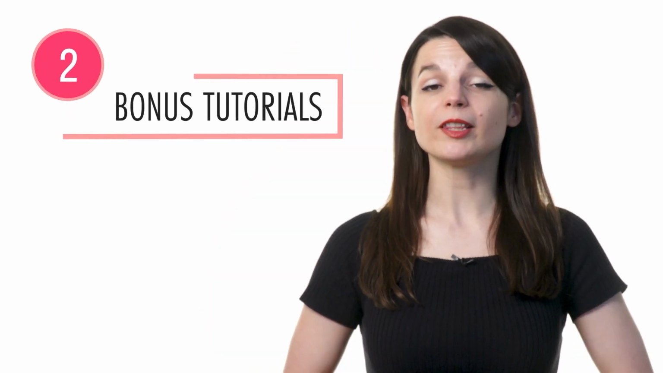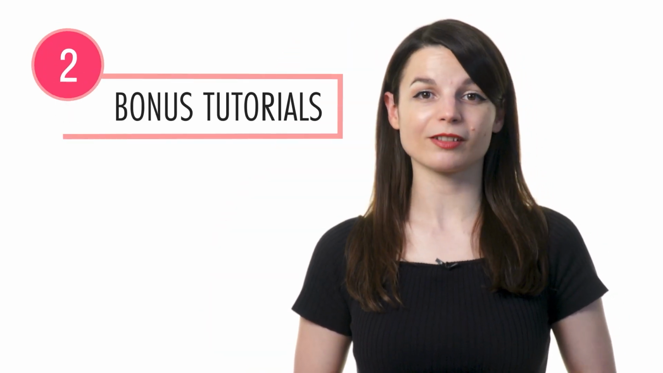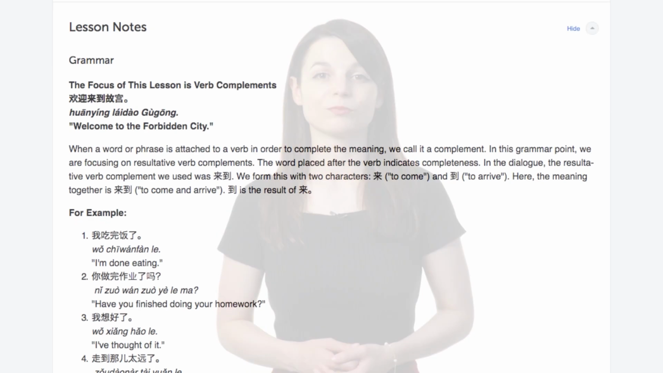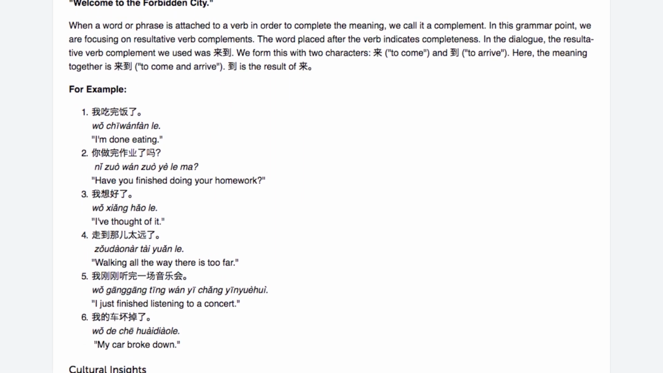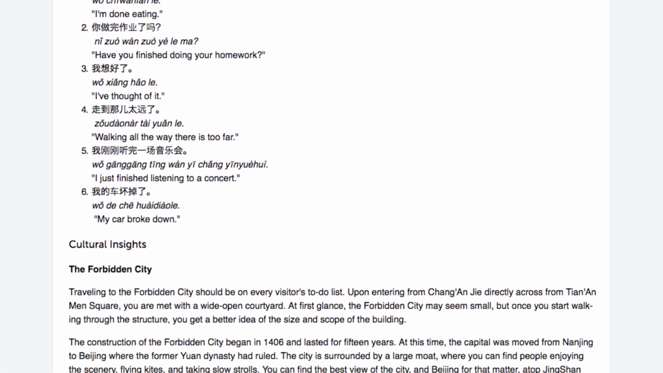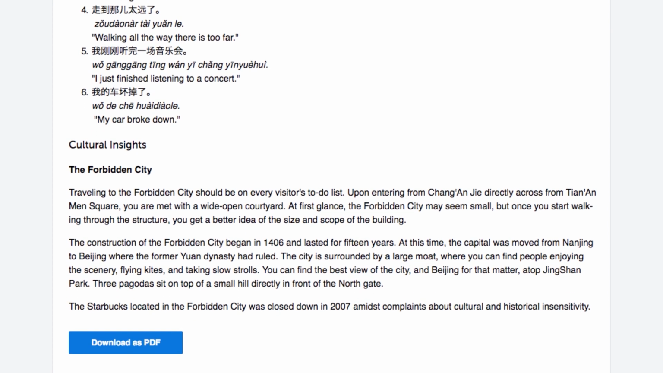Number two, read the bonus explanations and tutorials. With the lesson notes, you get extra grammar explanations and examples that are not presented in the lesson. After you're done with the lesson, read the lesson notes for extra review. You can even save them as PDFs so that you can access them anytime.